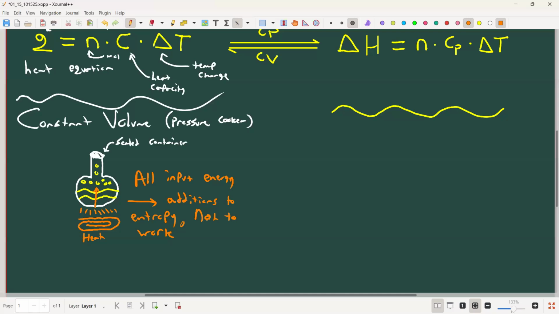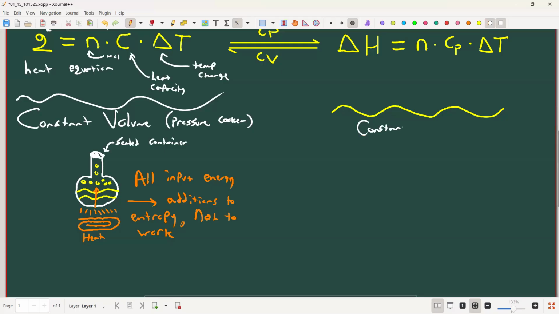Changes in entropy. But at constant pressure, we have an additional motion that can occur because the flask is open.